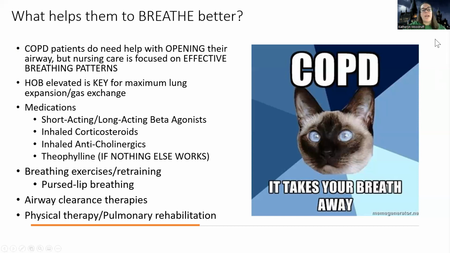We're going to teach them breathing exercises and retraining, like pursed lip breathing, like I mentioned, trying to get them to prolong that exhale. I'm going to talk about airway clearance techniques like CPT, and then physical therapy and pulmonary rehab. And what that is, is learning how to move and breathe at the same time.